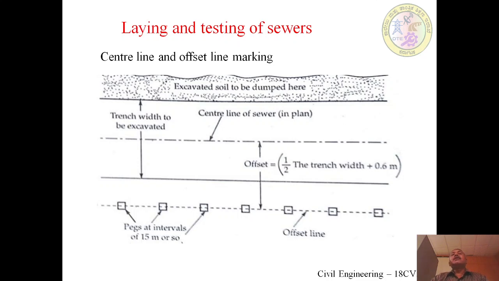Once the excavation of the trench takes place, the excavated soil has to be dumped on the other side. It should not pile up on the offset line. That's why on one side we have the offset line and on the other side the excavated soil. This shows the typical plan of a trench, a sewer line and offset line, and how the excavated soil has to be placed. After laying of the sewer line, the same soil is used for refilling the trench. That's why we lay the excavated soil by the side of the trench.